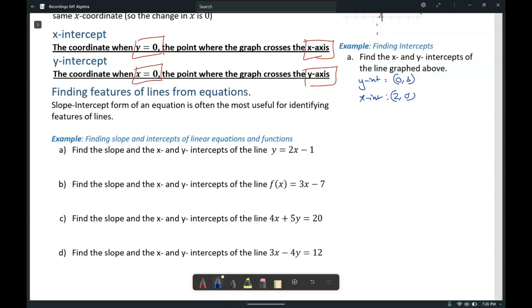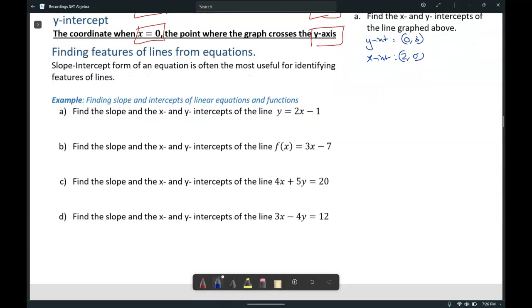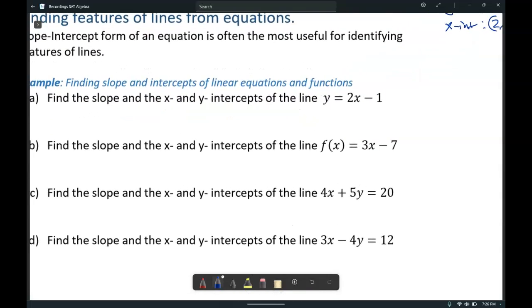Now, if we're not given a graph or given points, how can we find slope as well as x and y intercepts of the equations, and specifically when we're given different forms of the equation? So we'll start with A, and we're given the equation y equals 2x minus 1, which is in the form of y equals mx plus b.